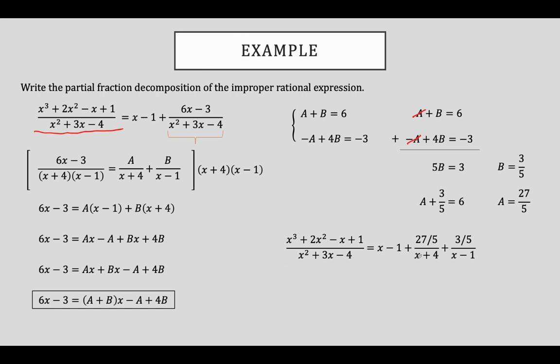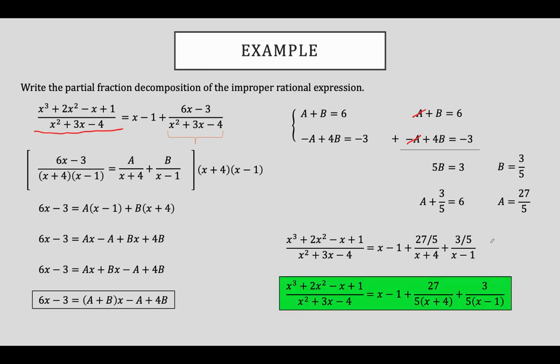Now, this is almost the final answer. Again, we have these complex fractions. We can move these 5s to the denominator of each one, giving us our final answer: x cubed plus 2x squared minus x plus 1 divided by x squared plus 3x minus 4 equals x minus 1 plus 27 over 5 times the quantity x plus 4, plus 3 over 5 times the quantity x minus 1.